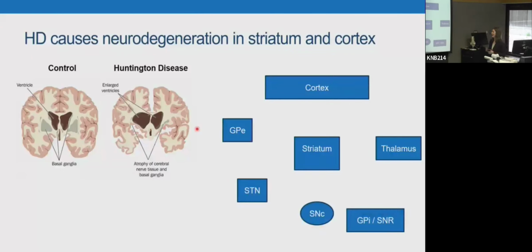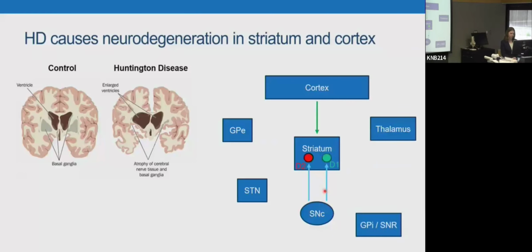So I'll go through the different pathways in the basal ganglia briefly here, which will help to understand some of the symptoms of Huntington's disease. So these are some of the different structures in the basal ganglia. The striatum is the signaling hub that receives a lot of inputs from other structures as well as outputs to other areas of the brain. And the striatum receives excitatory input from the cortex, as well as dopamine input from the substantia nigra pars compacta.